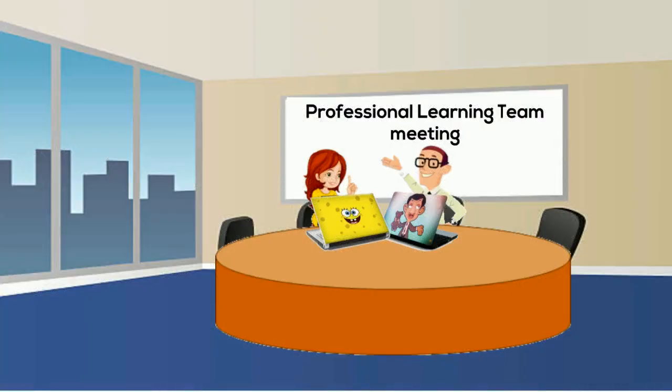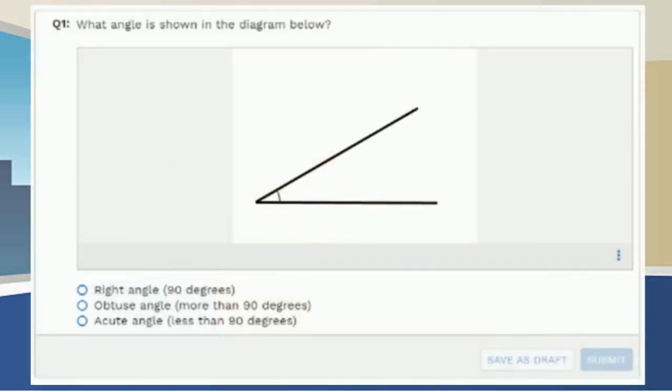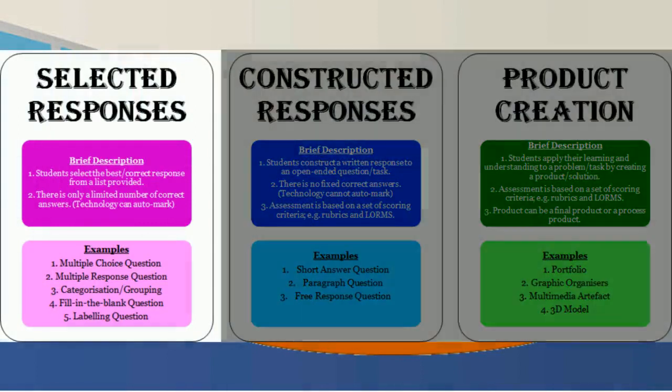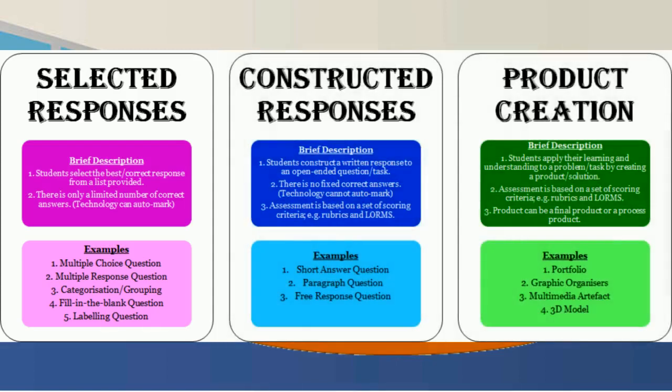Technology can be used to gather the different types of evidence of students' learning? Sure. Let's look at this mathematics activity on angles, where students are required to identify the angles based on their knowledge of angles. This is a recall and reproduction activity where the teachers use the selected response method, such as multiple choice and multiple response questions in SLS, to collect evidence of students' learning.